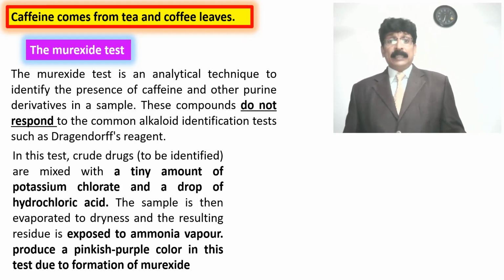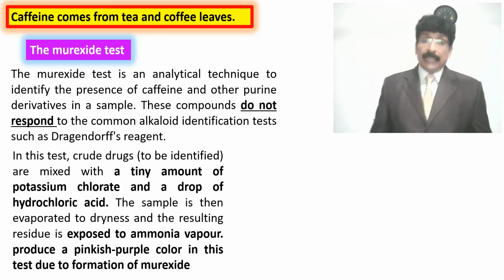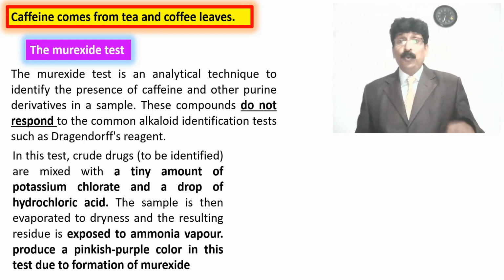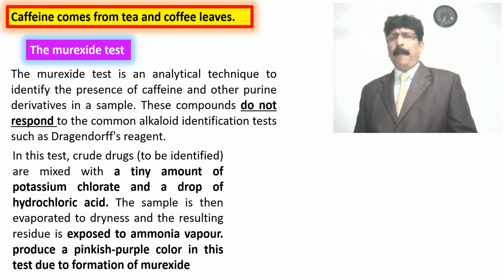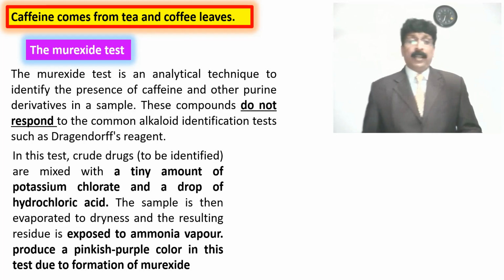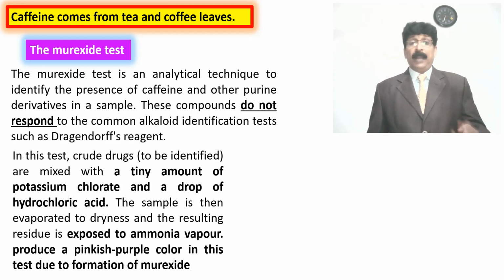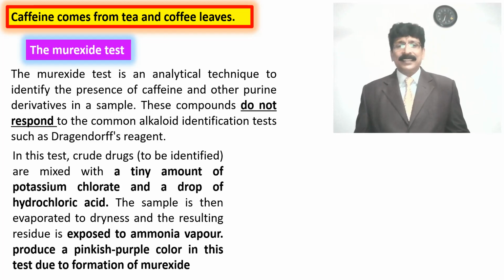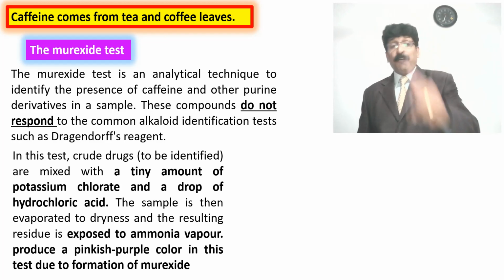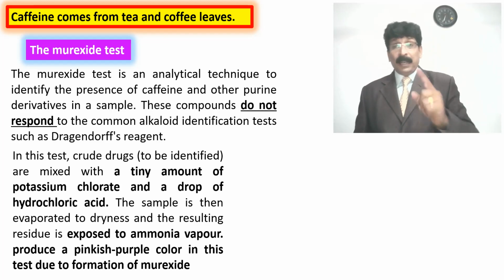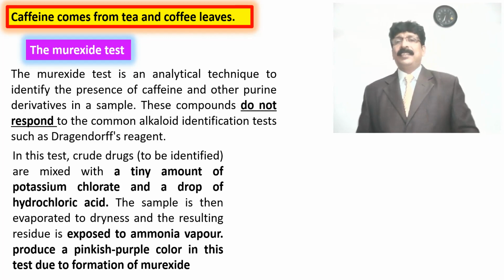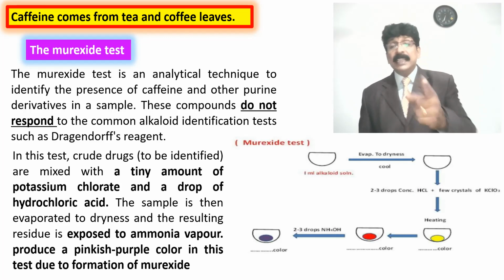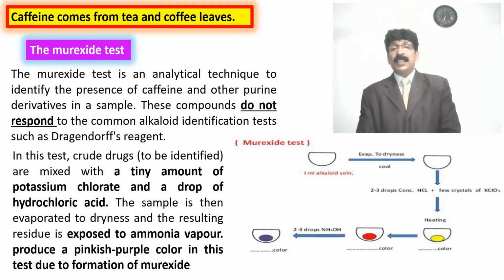The sample is then evaporated to dryness as we did in the previous test, and the resulting residue is exposed to ammonia vapor, or ammonium hydroxide can be added. This produces a pink color, which is due to the formation of murexide. Murexide is purplish, so you will get a purple color. You can see this in the picture which I have shown.